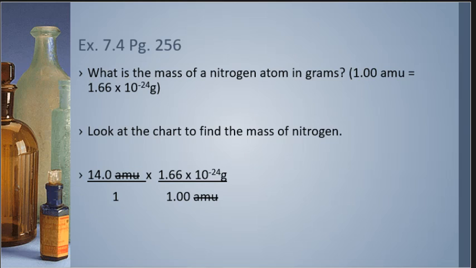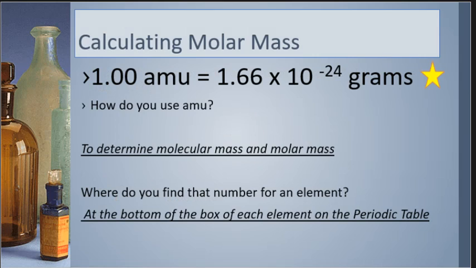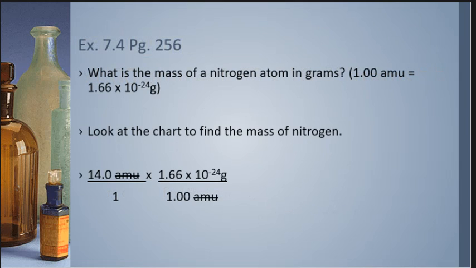All right. What is the mass of a nitrogen atom? Oh no, it's asking for it in grams. Well, here's our relationship. That is a conversion relationship: 1 AMU equals this many grams. So that's all we have to do. What is the mass of nitrogen in grams? We know there's our conversion relationship.